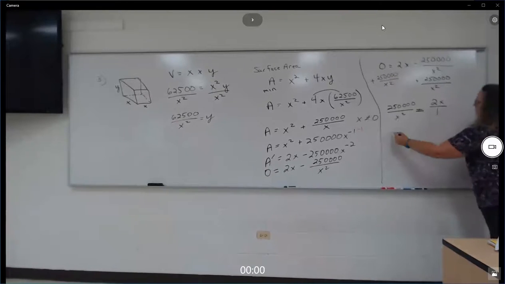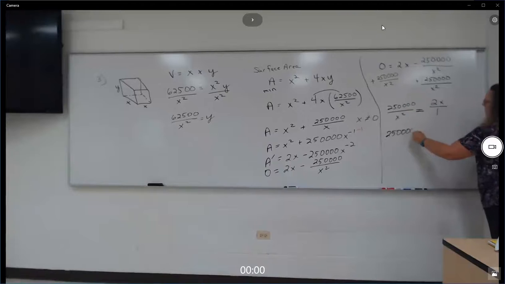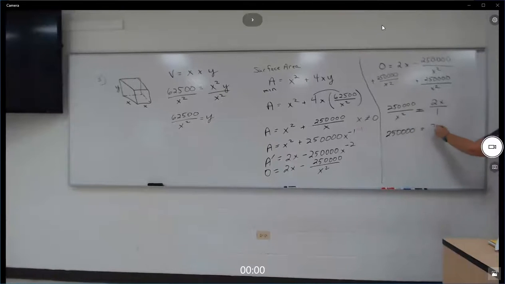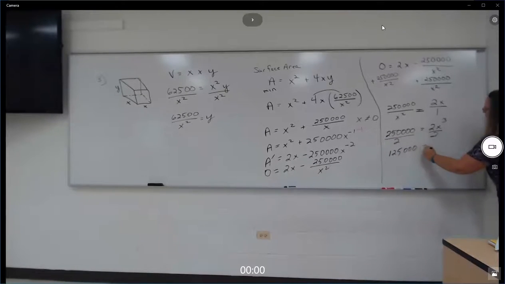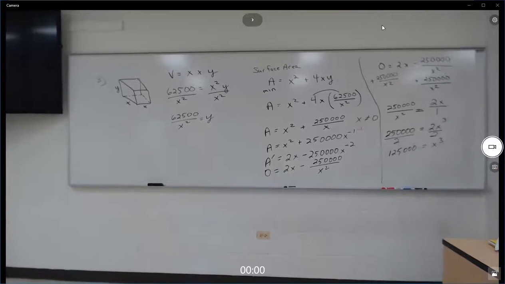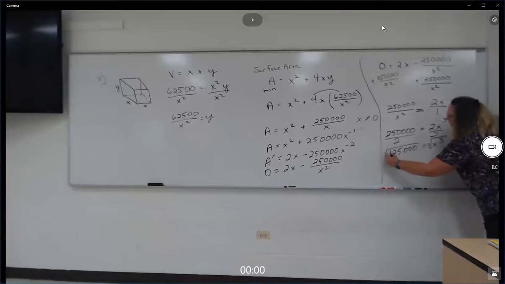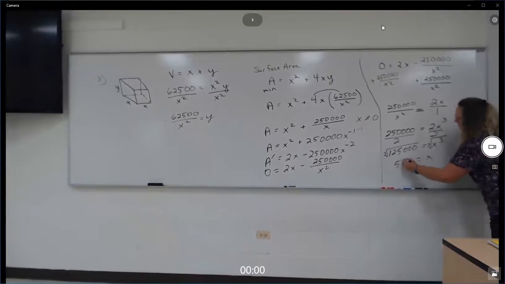So this would give us what? 250,000 times 1. And then this one would give us 2x times x squared. Takes us back to it. And now we're going to divide both sides by 2. That's 125,000. How do we undo a cube? Take the cube root. Make sure you take the cube root there. And that gives us 50.